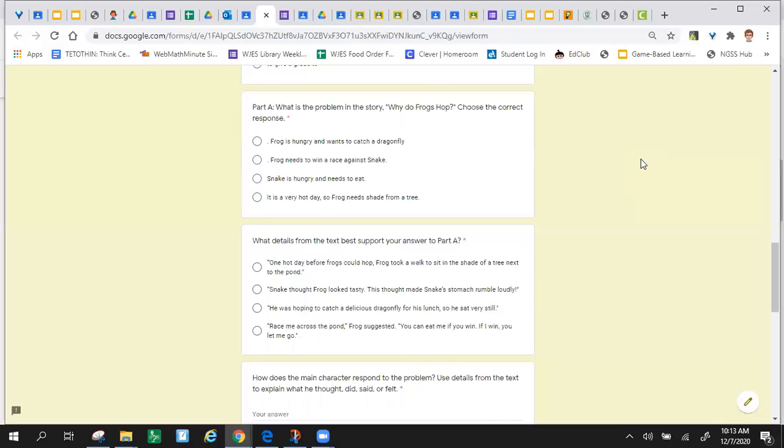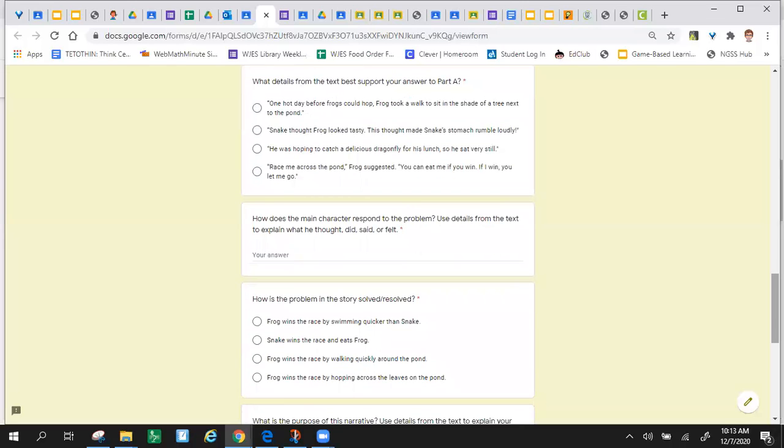The choices are frog is hungry and wants to catch a dragonfly. Frog needs to win a race against snake. Snake is hungry and needs to eat. It's a very hot day, so frog needs shade from a tree. Those are your options. Pick the main problem from the story. What details from the text best support your answer to part A?